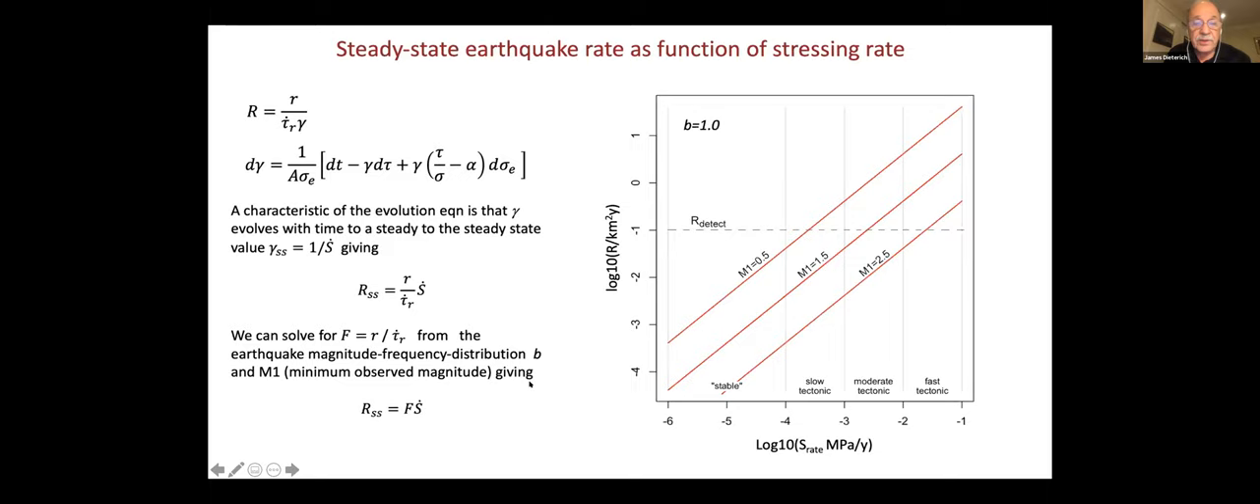Now, an important characteristic of the evolution equation here is that at steady state, the gamma evolves to 1 over the stressing rate. And that means that the steady state seismicity is just a simple linear function of stressing rate. And this is what you would expect, this linear dependence, since earthquakes relieve stresses at a rate that's proportional to R. And for earthquakes to continue at a steady state, then the stresses have to be renewed continuously to keep the process going.